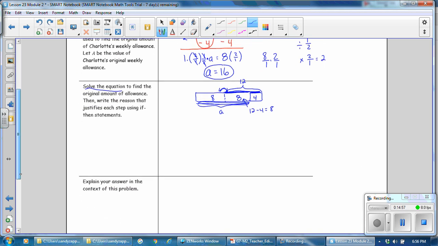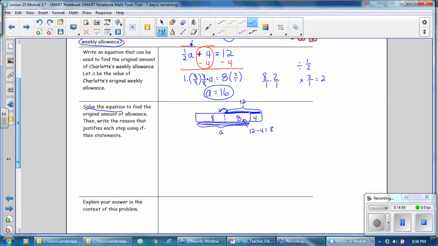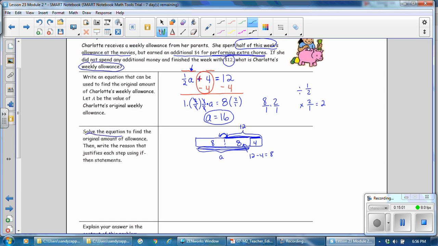Then it says explain your answer in the context of this problem. So the answer is 16. So Charlotte receives $16 in allowance each week.